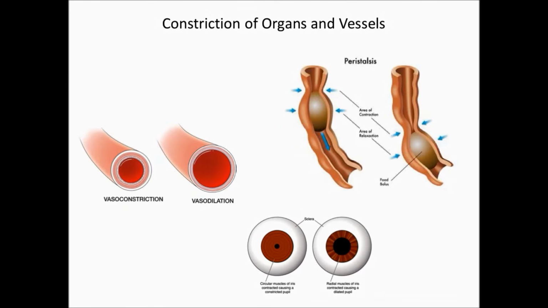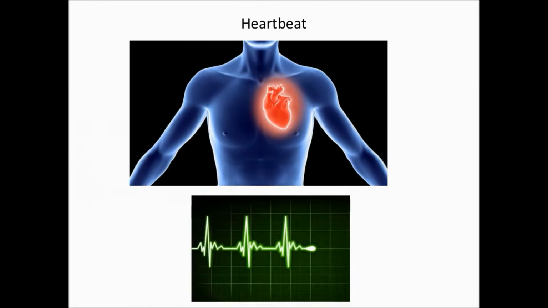The next function is the constriction of organs and vessels. Recall from a previous slide that smooth muscle makes up the inner layer of vessels and passageways. And finally, the last function of muscle tissue is involved with heartbeat. Because your heart is made up of cardiac muscle, when it contracts, the heart pumps blood.